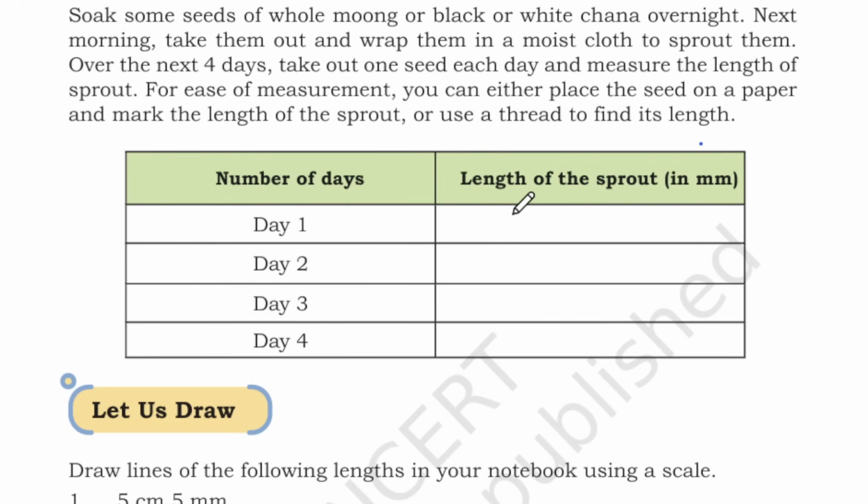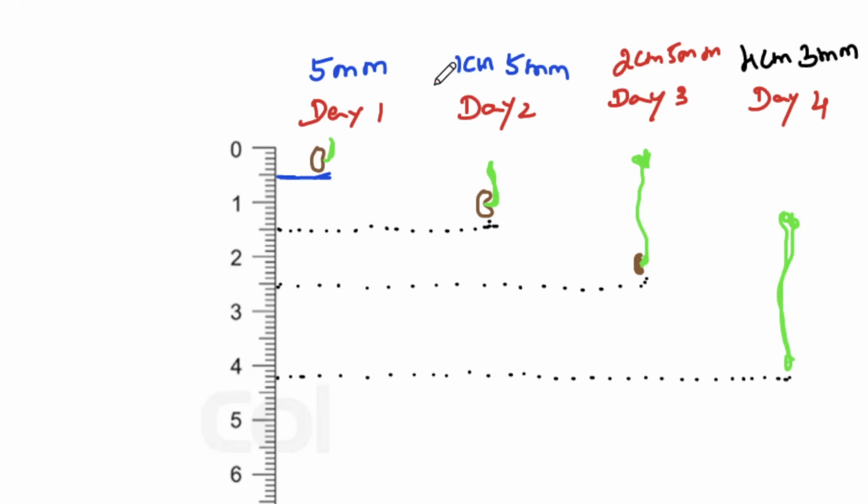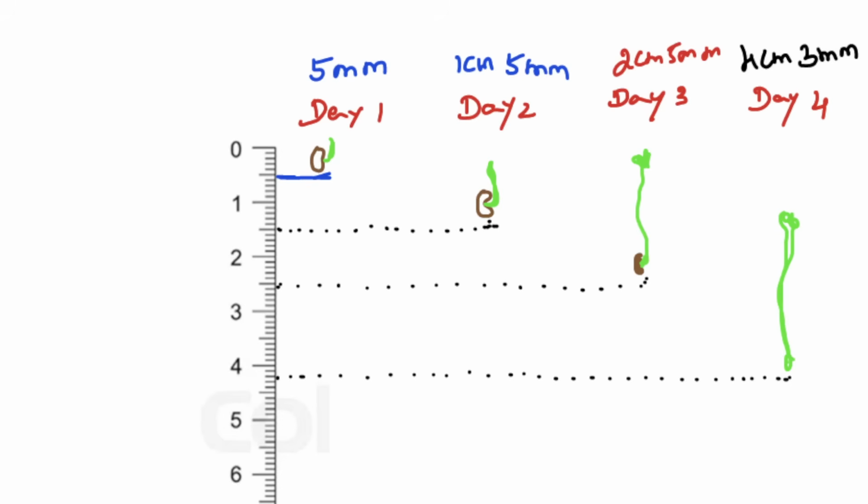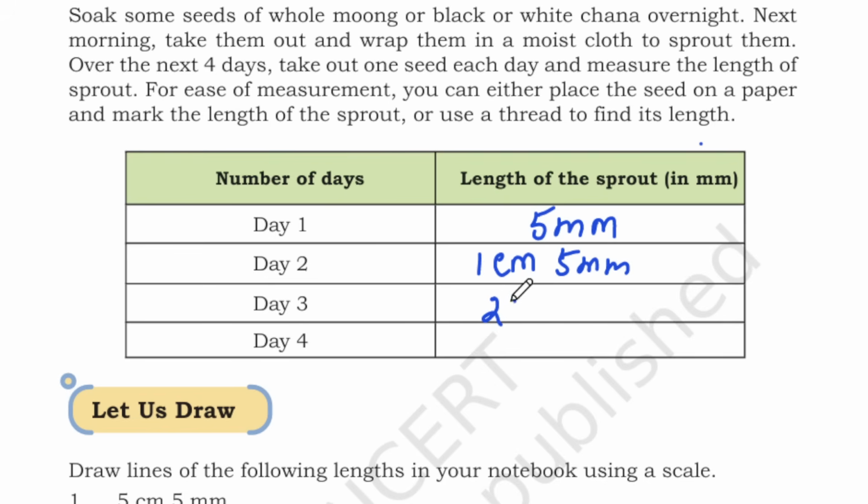It might differ. All right, so first, day 1 we got 5 millimeter, and day 2 we got 1 centimeter and 5 millimeter. And day 3 we got 2 centimeter and 5 millimeter. And day 4 we got 4 centimeter and 3 millimeter.